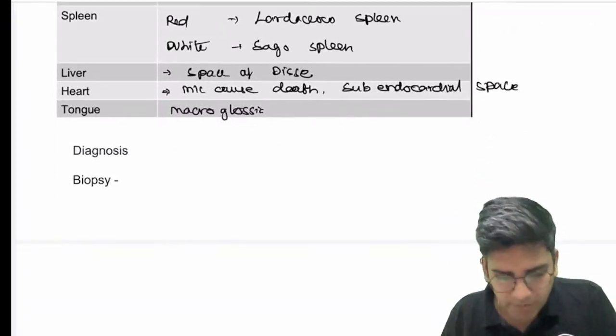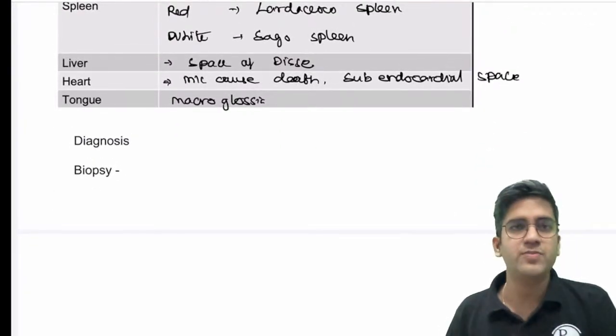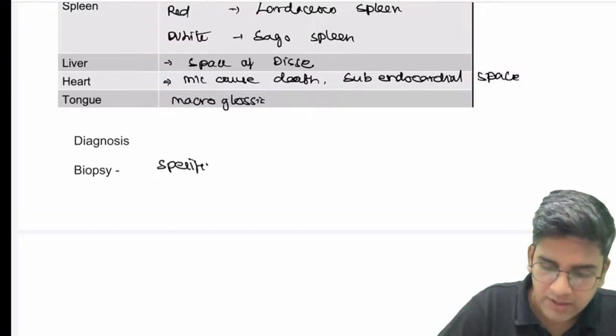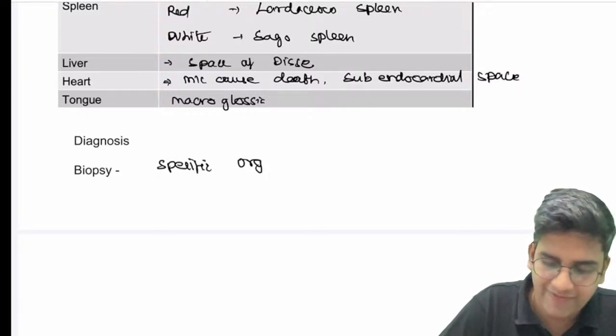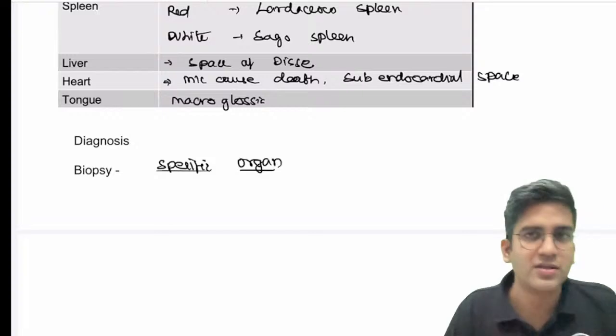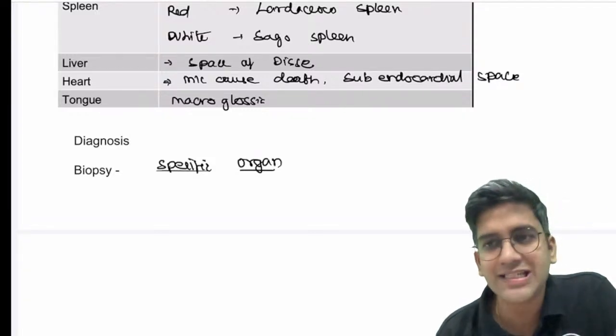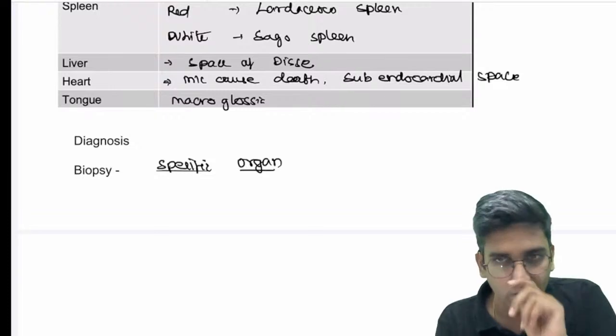Fine. So how do I diagnose? Diagnosis is by default based on biopsy. Biopsy could be based on the specific organ. If I'm going to have a cardiac amyloidosis, I can see it only in the cardiac biopsy. Thyroid, I can see only in the thyroid biopsy, or systemic.